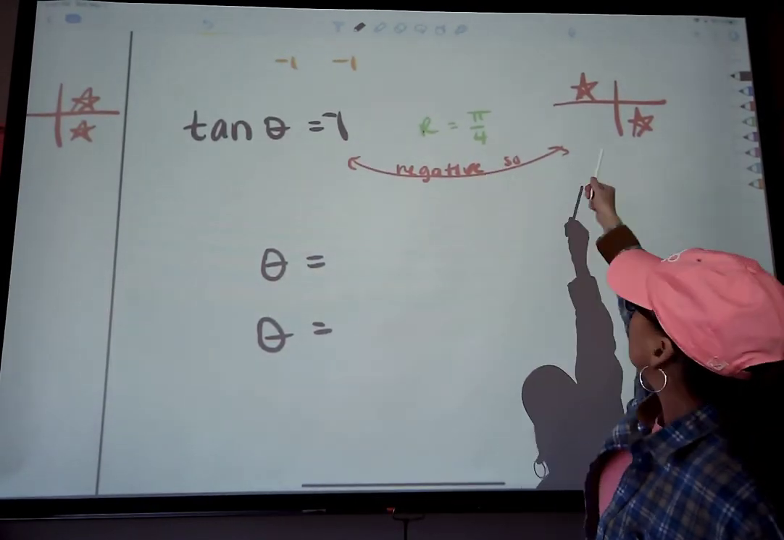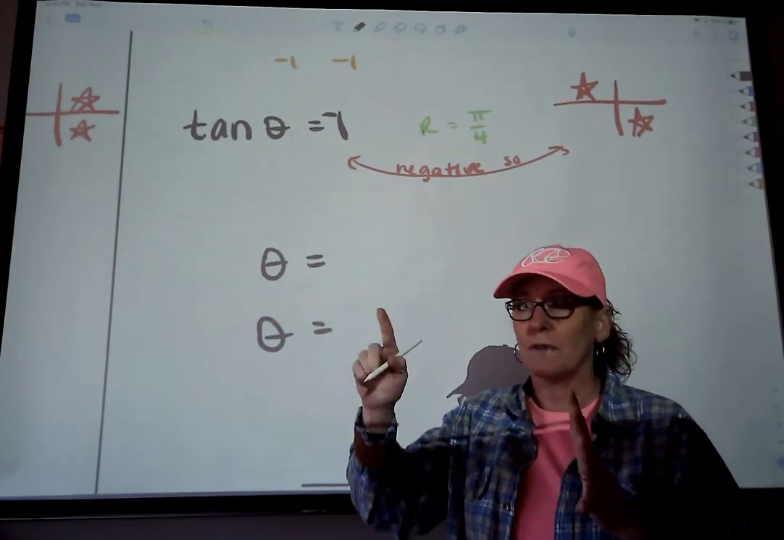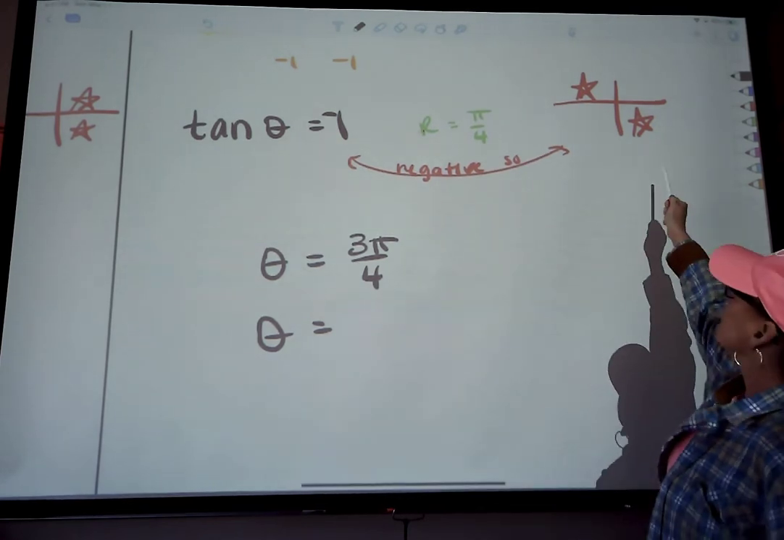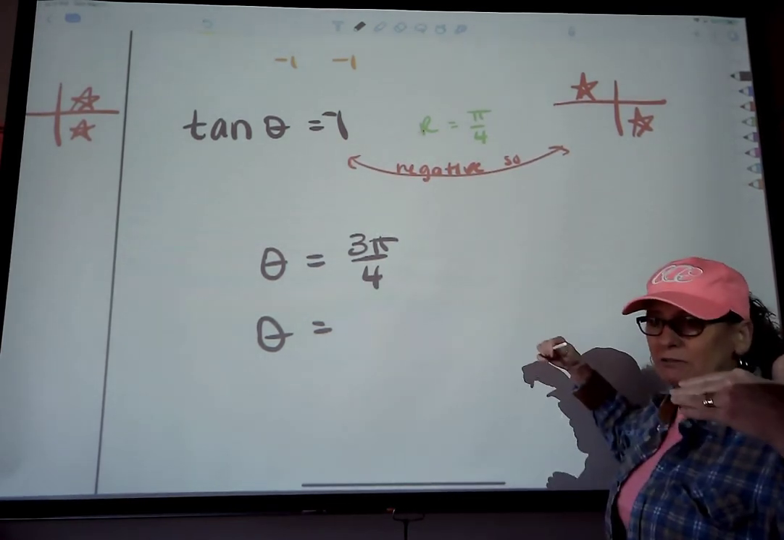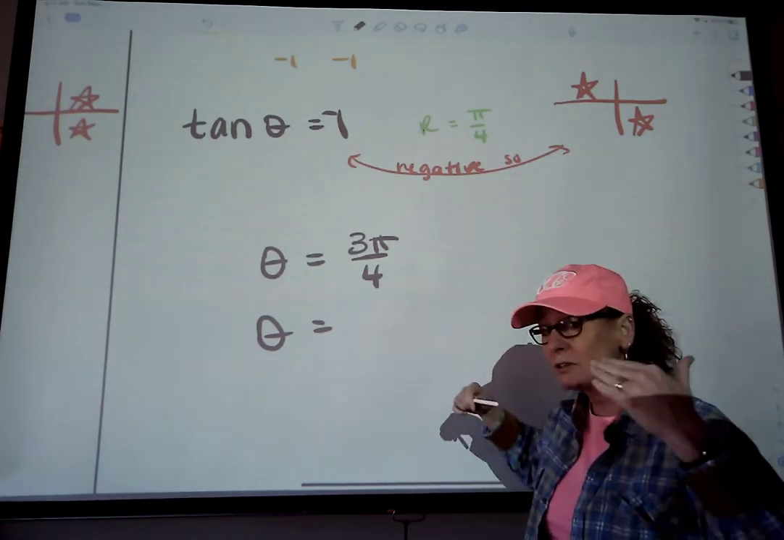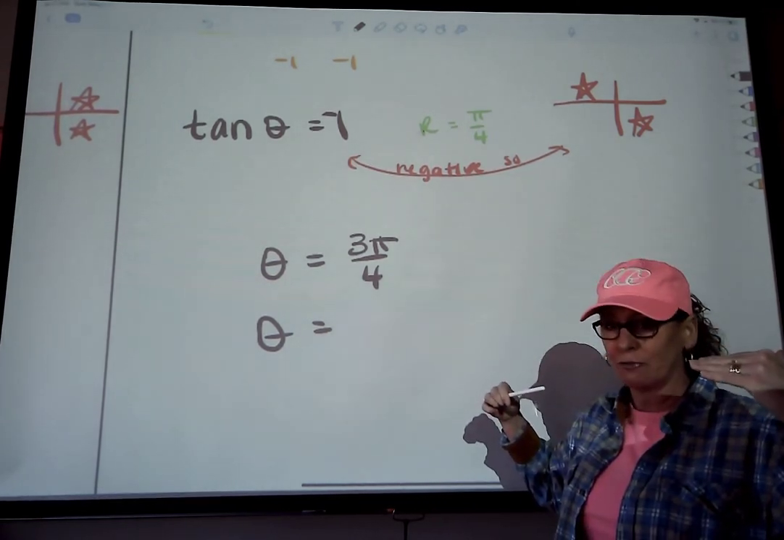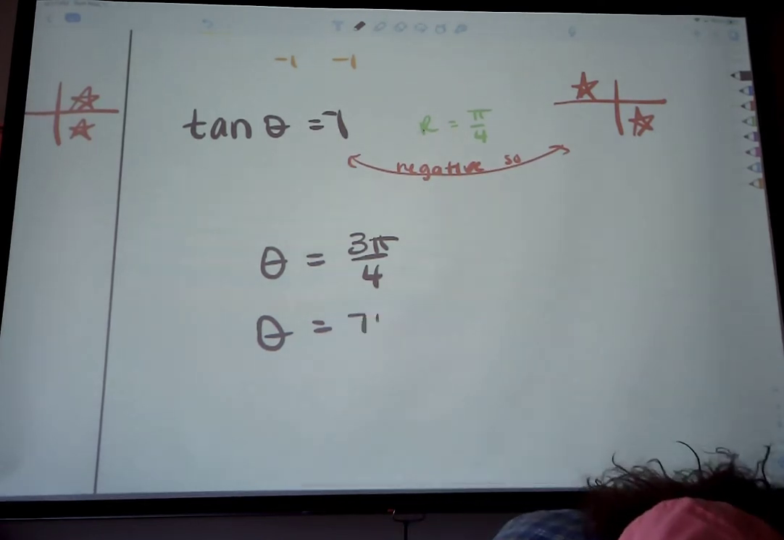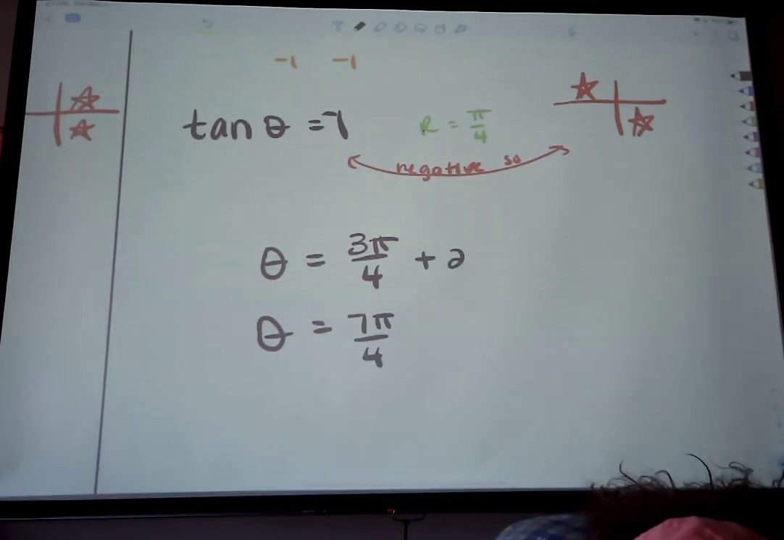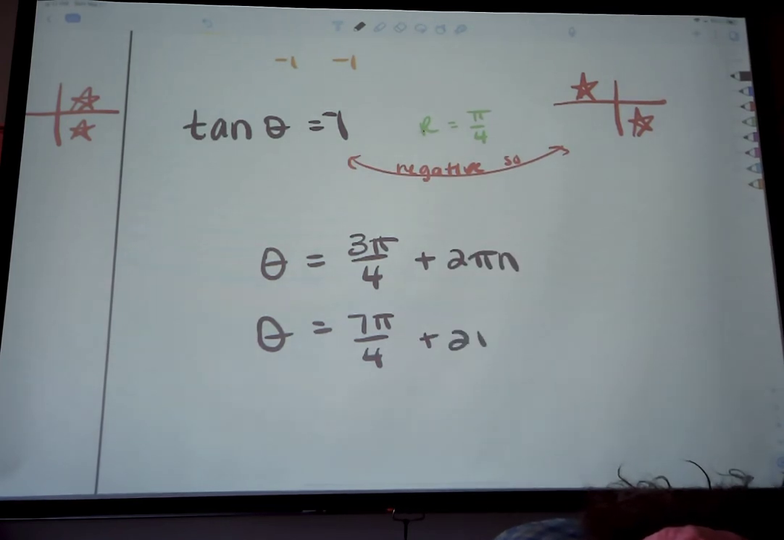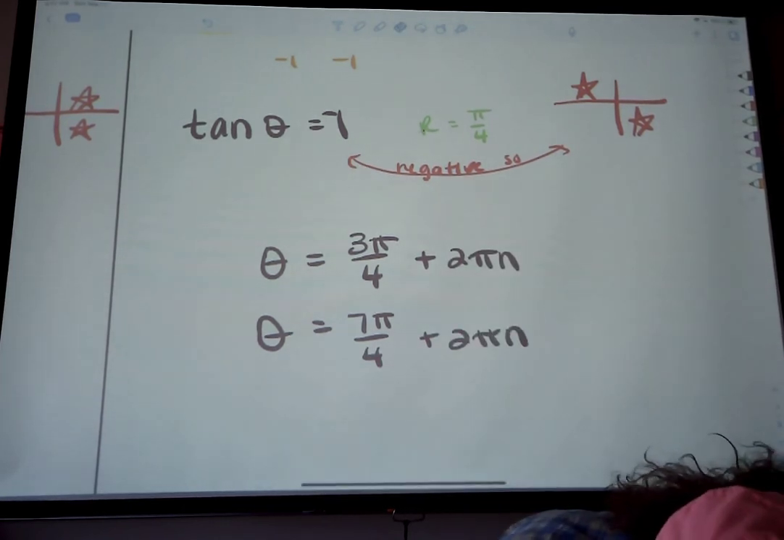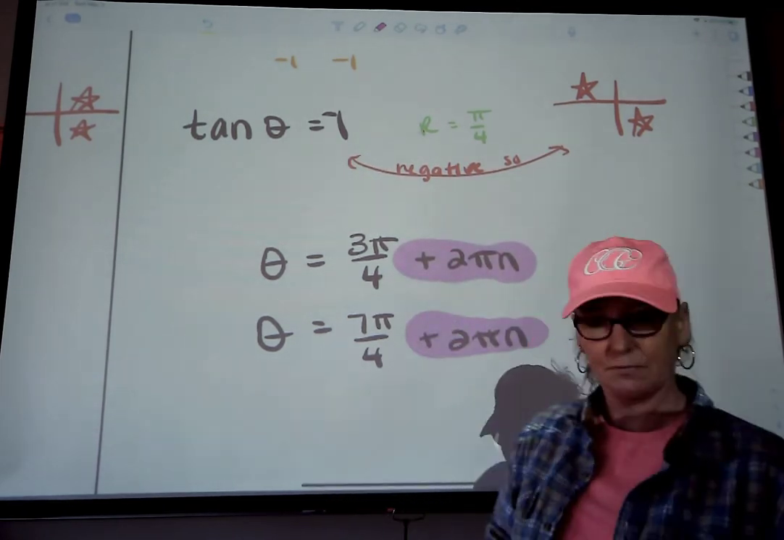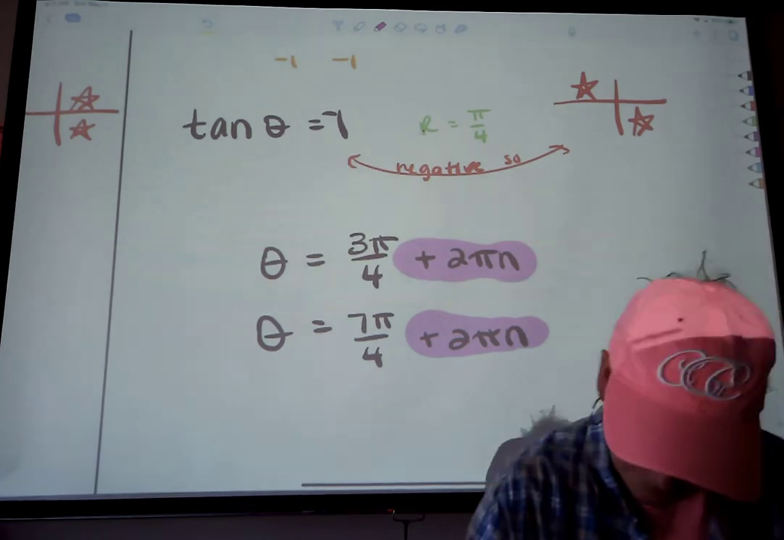Reference angle pi over 4 in quadrant 2. That's going to be 3 pi over 4. And in quadrant 4, that's not one complete revolution. So one complete revolution would be 8 pi over 4. Stop, don't go that far. 7 pi over 4. Plus revolutions, plus revolutions. Moving on.